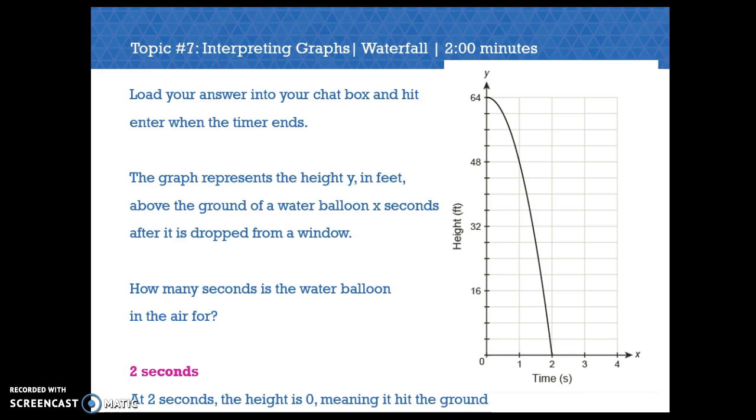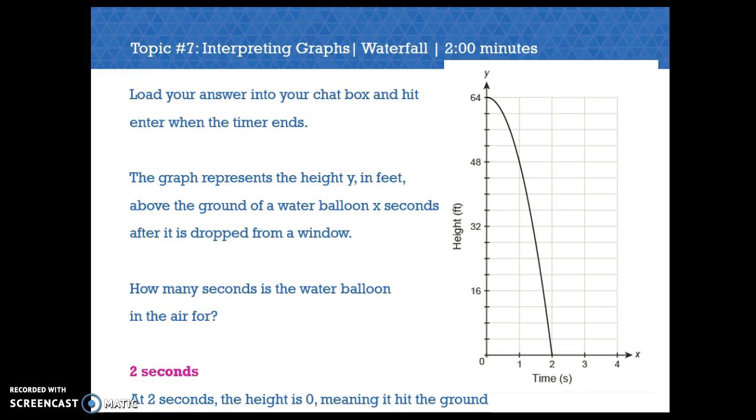All right, the correct answer for this one is 2 seconds. You can see there that at 2 seconds, the graph is at a height of 0. It's on y equals 0. So that would mean the water balloon hit the ground at that point. So it was in the air for 2 seconds and then it hit the ground. Another point of importance on this would be the 64 up at the top. That means when it started, it was dropped from a height of 64 feet, because when the time is 0, it's at 64 feet in the air. So it started at a height of 64 feet, it dropped down, and it took 2 seconds to reach the ground.